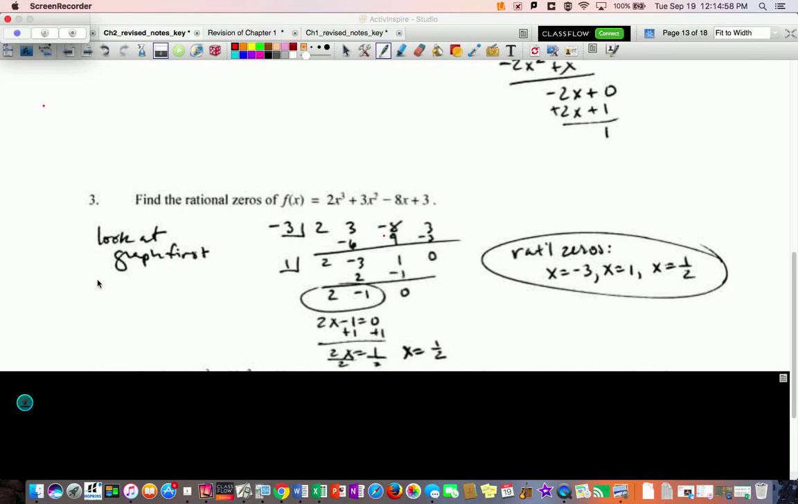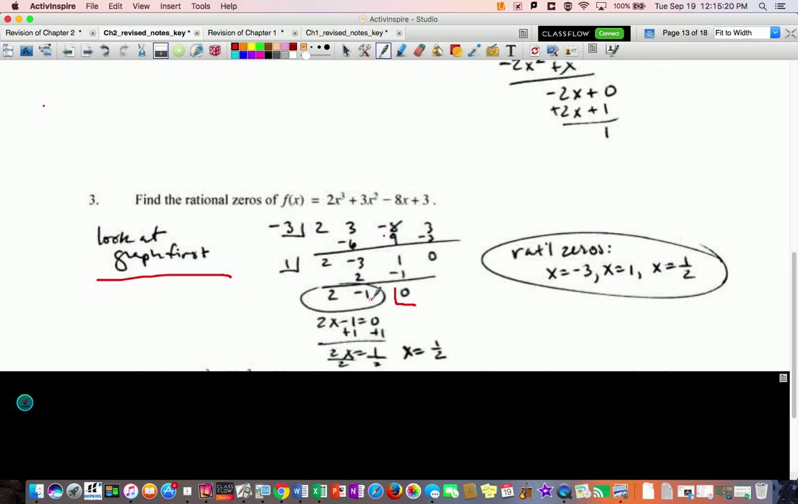So again, what this is saying, if you look at the graph first, you probably will see that you think it hits negative 3. Do your synthetic division. It works, 0. Then do 1. Just use the numbers at the bottom and do 1, and you're going to find out it's 0 again. So this is a remainder. Now there's one that's hanging out in the middle. It actually is the 1/2.